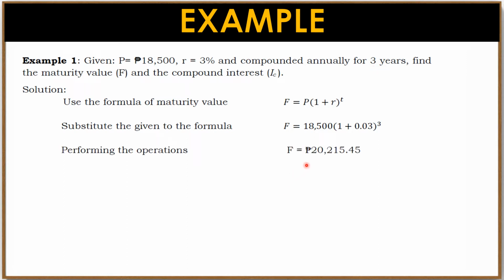Now let's proceed. Let's perform the operation. 1.03 times 1.03 times 1.03 times 18,500, and we'll have 20,215.45. This is the maturity value or future value. Now, to find the compound interest, you will just subtract the principal amount from the future value.